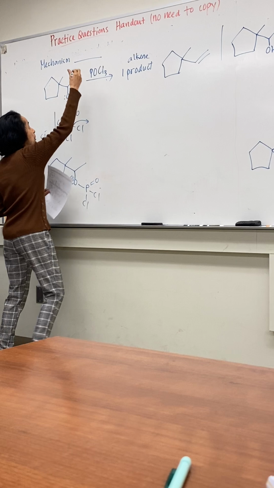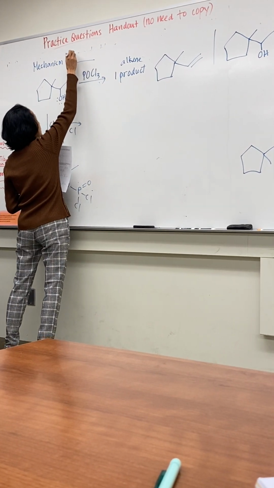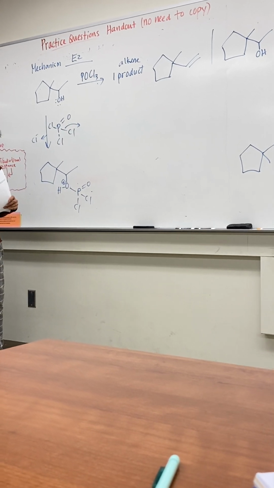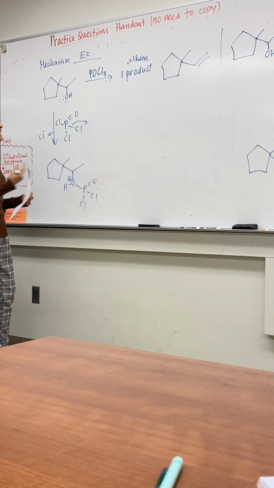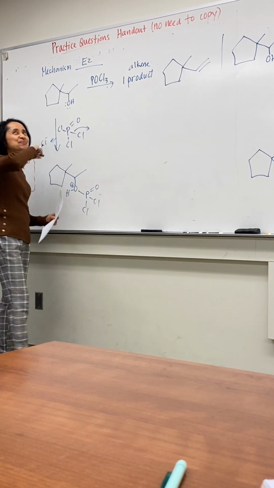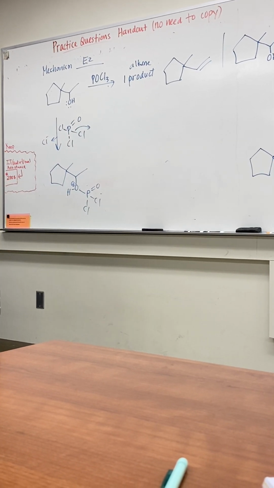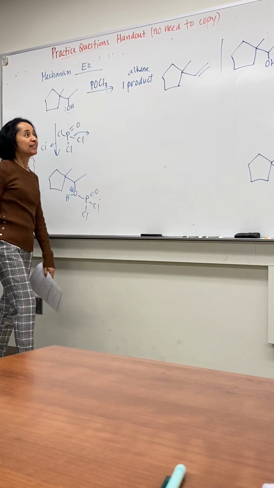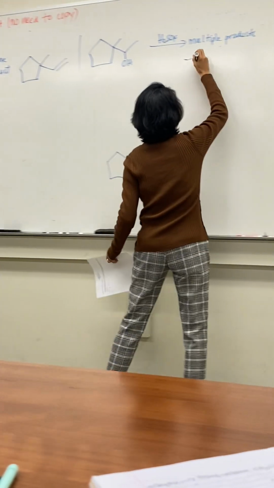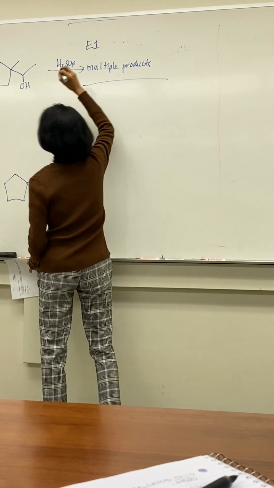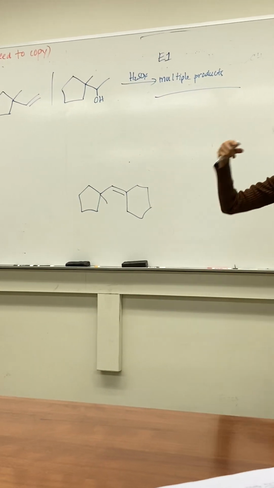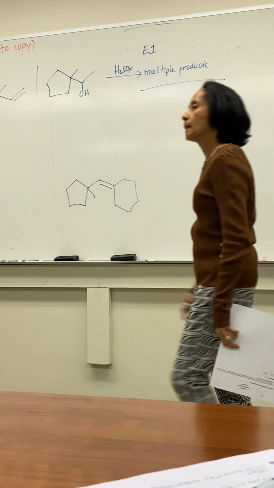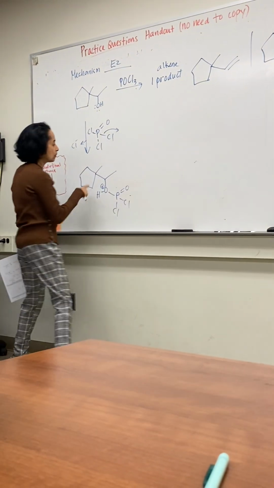So only one product, and this is going to be what mechanism? E2. E2. I'm trying to think about how to remember this. One product is the E2 mechanism. Multiple products is E1. If I say multiple products, it's E1 because it's slower, like SN1, E1 is slower. You're going to have multiple products. SN2, E2 is fast, only one.